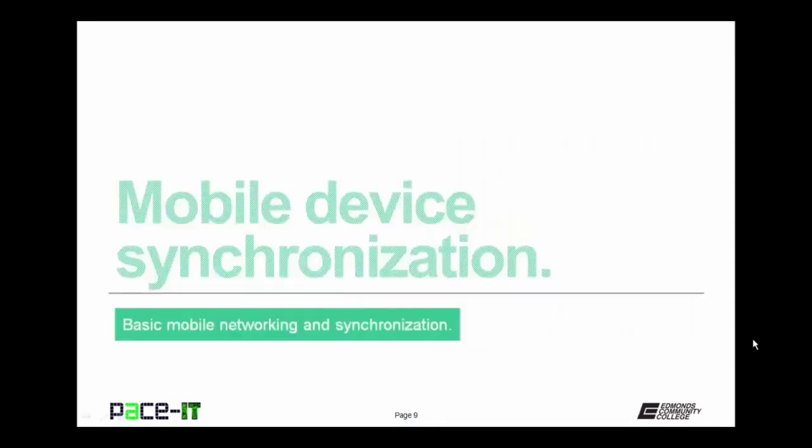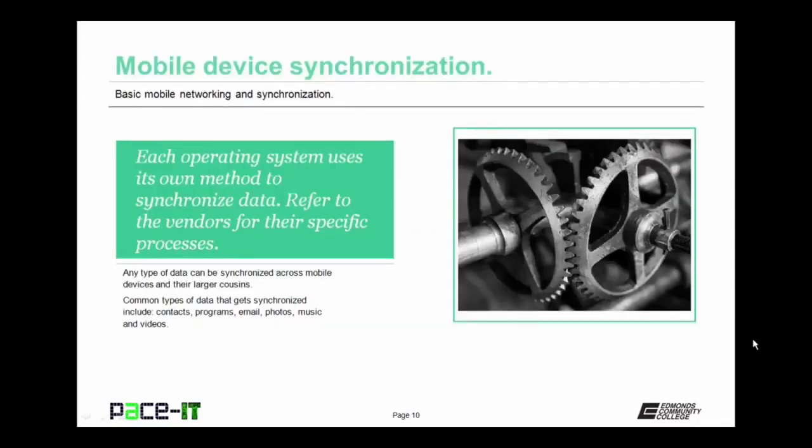Now let's move on to mobile device synchronization. Each operating system uses its own method to synchronize data. You need to refer to your vendor for the specific process. Almost any type of data can be synchronized across a mobile device to their larger cousins and vice versa. A lot of people synchronize their contact information, programs, email, pictures, music, and videos. But you're not just limited to that.